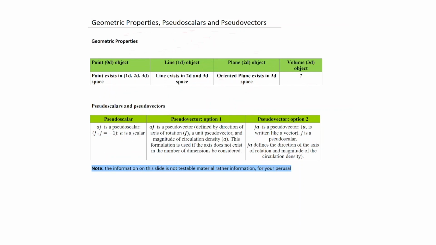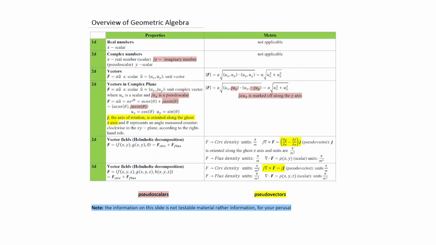The last slide is just a quick overview of what we call geometric algebra. This is where the notions of pseudoscalars and pseudovectors are unified. I've just put this slide here briefly to indicate the parts which are related to pseudoscalars and the parts that are related to pseudovectors. Again, you're not responsible for this material. You can see how complex numbers come into the picture, and you can also see how the Helmholtz decomposition theorem comes into the picture. It's for your interest only, and we'll just leave it at that.